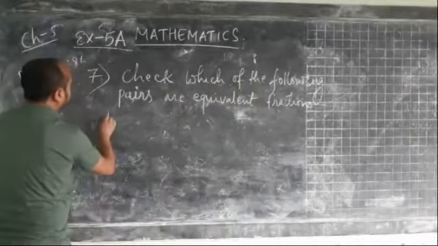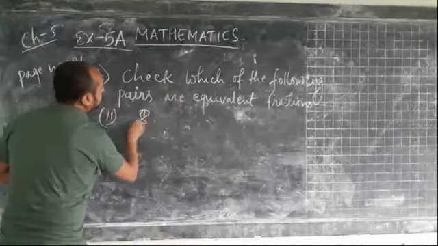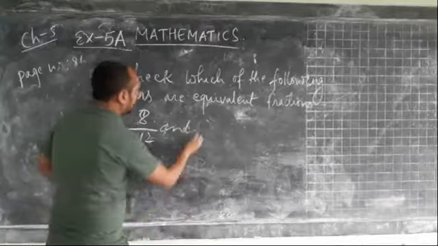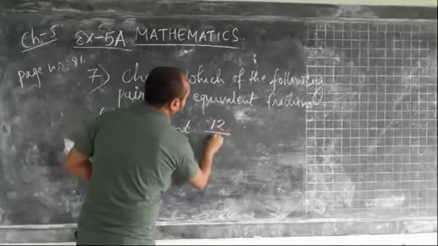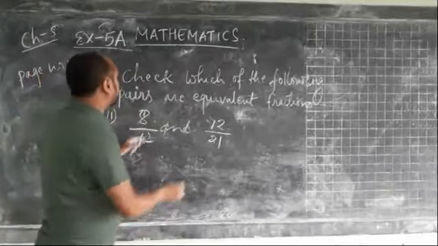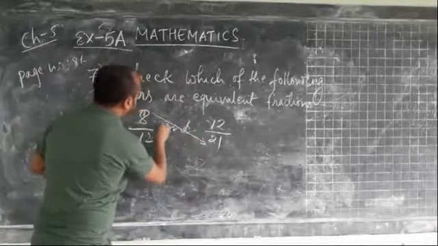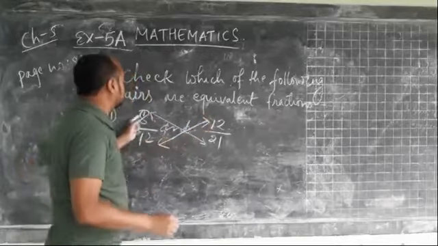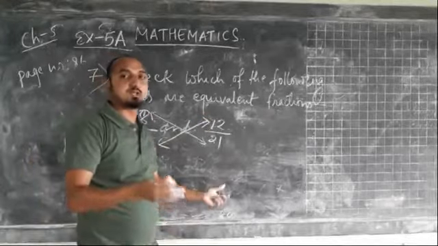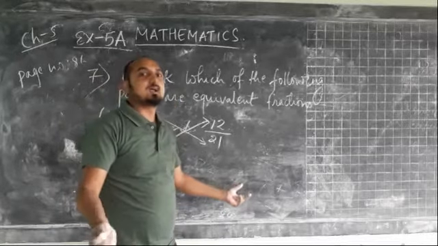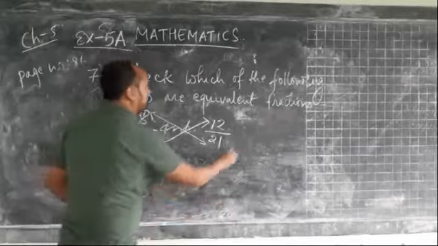The question is 8 by 12 and 12 by 21. Here also we will follow the same method. We will cross multiply these two, and if the products are the same, then we can say the given pair are equivalent fractions. If not the same, the pair are not equivalent fractions.